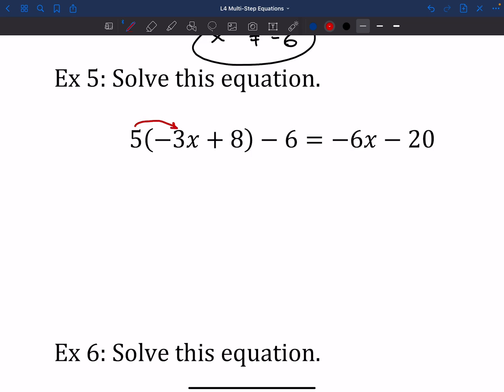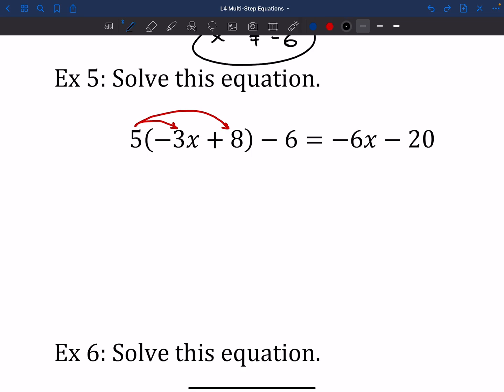I'm going to take this 5 and distribute it into the parentheses. Just like I've mentioned in class, don't make the mistake of saying, oh, and then I also got to distribute it to that minus 6. That minus 6 isn't in the parentheses, so we leave it alone.